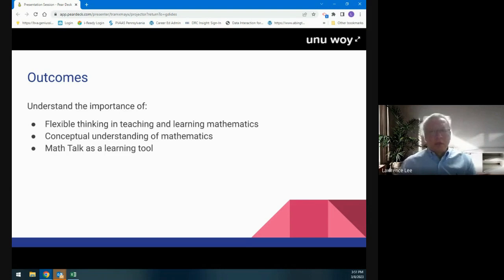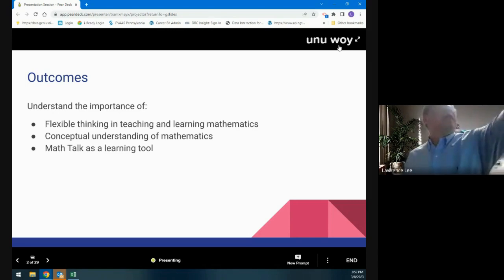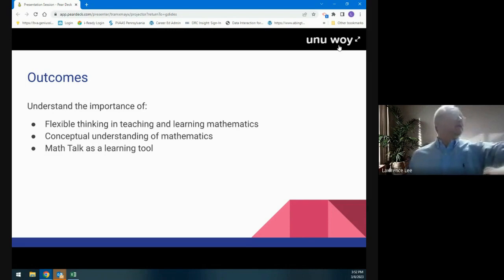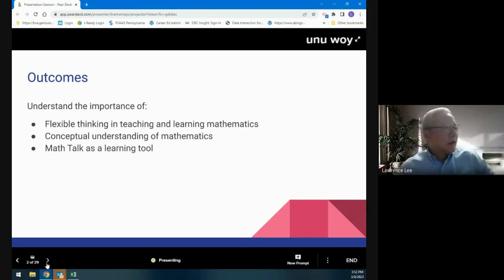And if you type in joinpd.com and type in the code in the upper right-hand corner that you see, follow along. I need to adjust what's on in my surroundings here. All right.